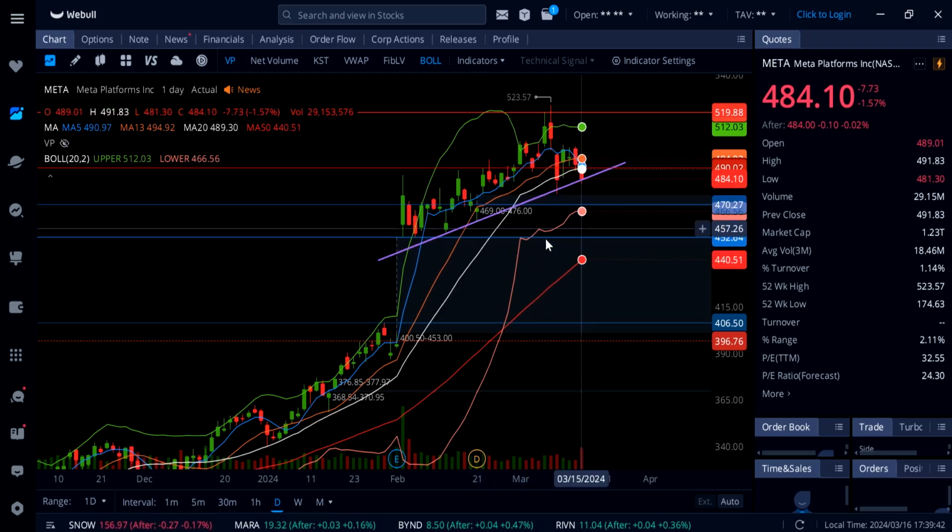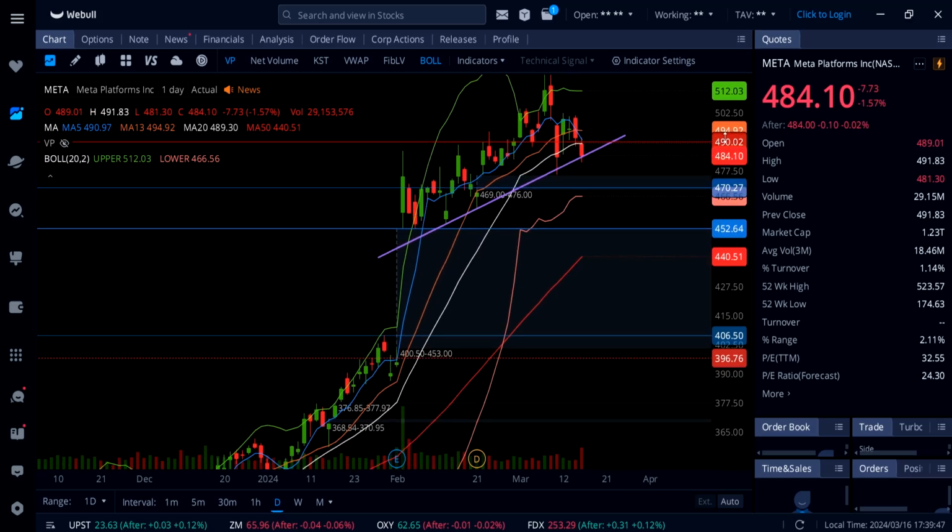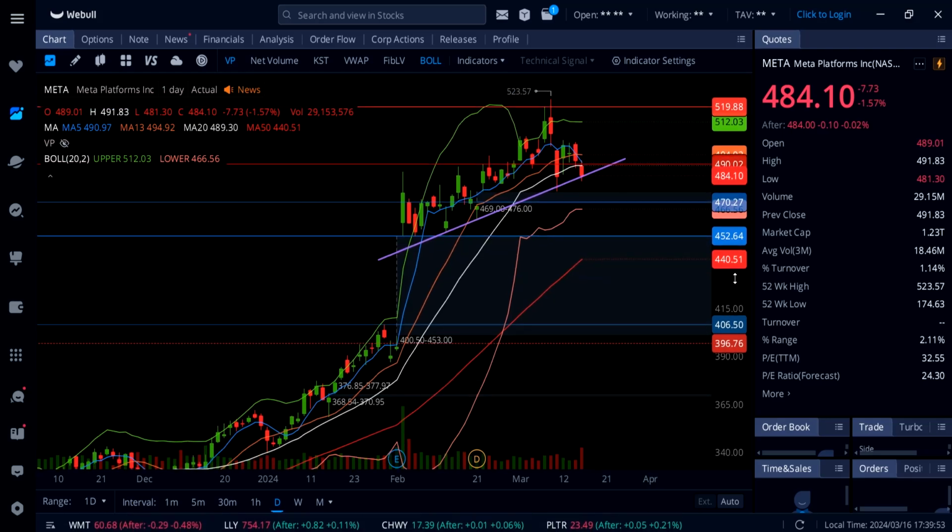Now to the upside, if Meta can break and hold 490, then watch out for a move up to 494, 500, possibly up to this high at 504, and then 512, up to even 520.